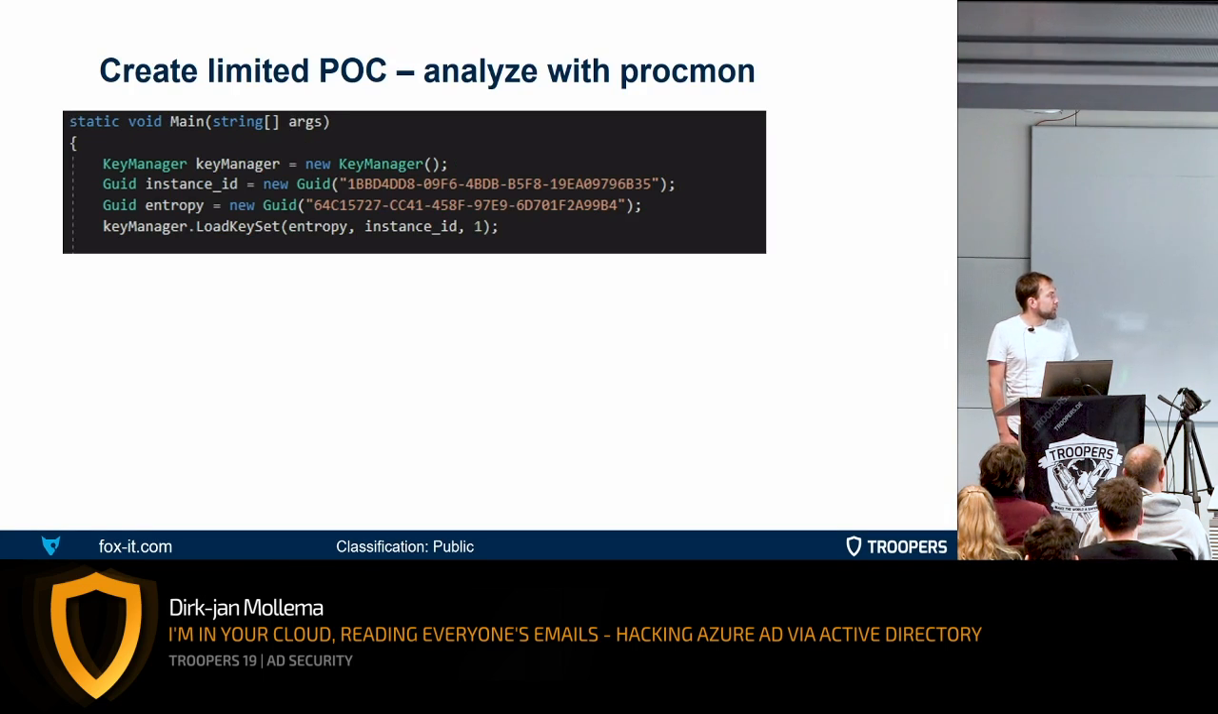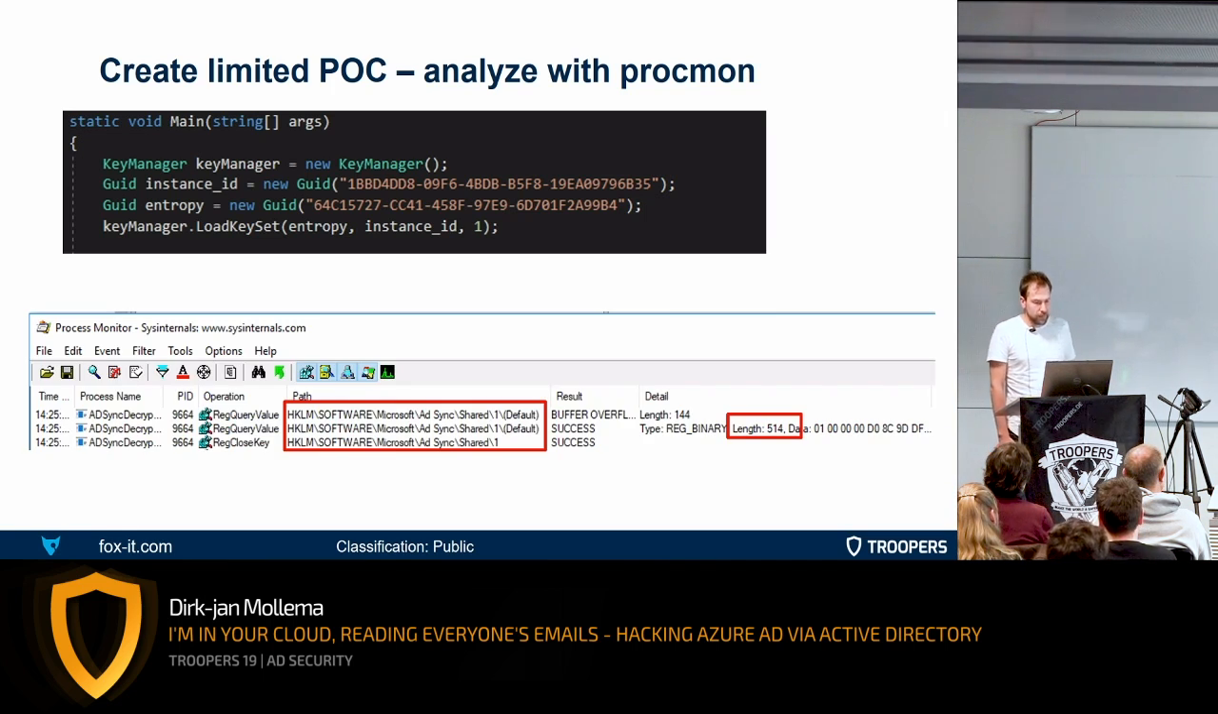So I wrote this very small proof of concept, which just imports the library, initializes a new key manager, and passes the correct parameters to it. Then I started Procmon and started looking at, okay, what is it actually doing? What is it querying? And it turns out that it's looking for data in the registry. And if you look on the right, you see that it queries for 514 bytes. And we'll see that a bit further.